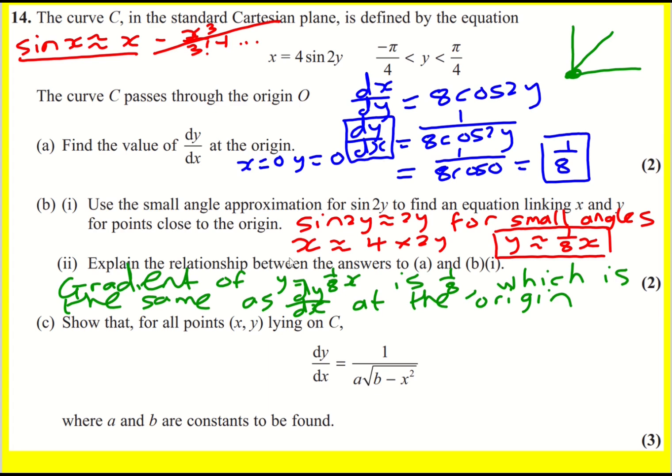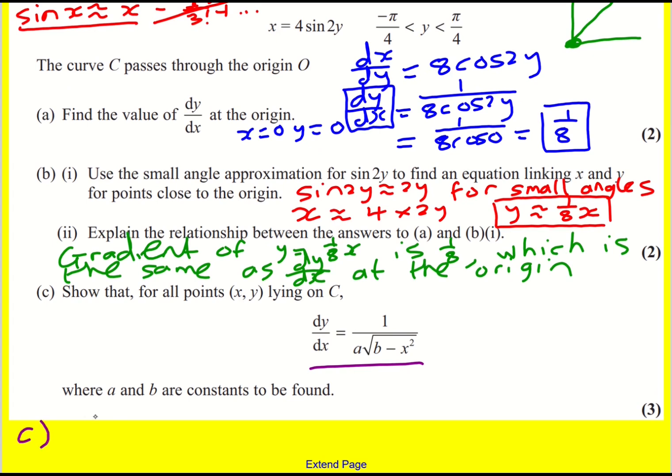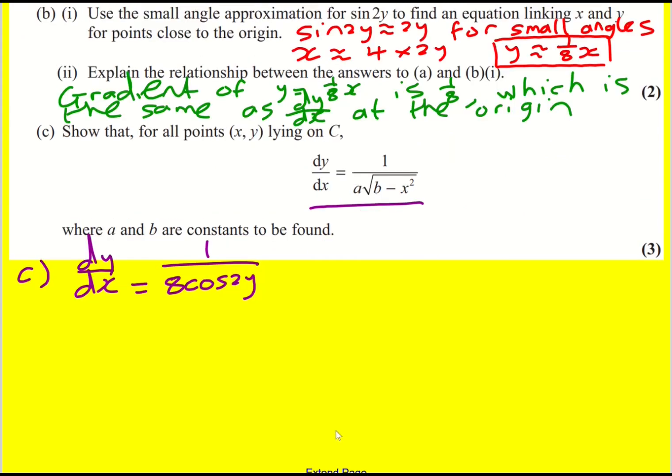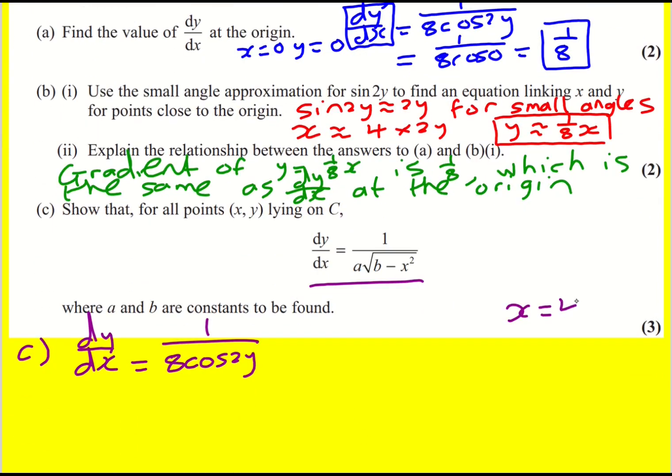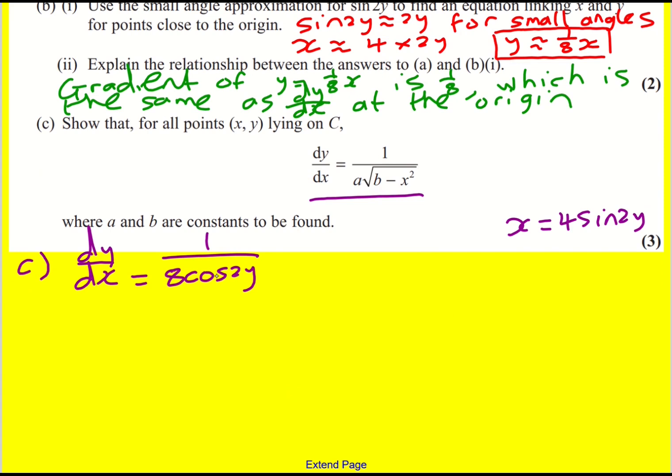Last bit, show that for all points x, y lying on C, dy by dx can be written like this. What this is actually asking us to do is rewrite our dy by dx as 1 over 8 cos 2y in terms of x. Now remember, x is 4 sine 2y. I'll just write that here. And the key isn't actually going to be to try and straight away write y in terms of x or anything. It's to use trig identities to relate cos and sine. This is how we do it.